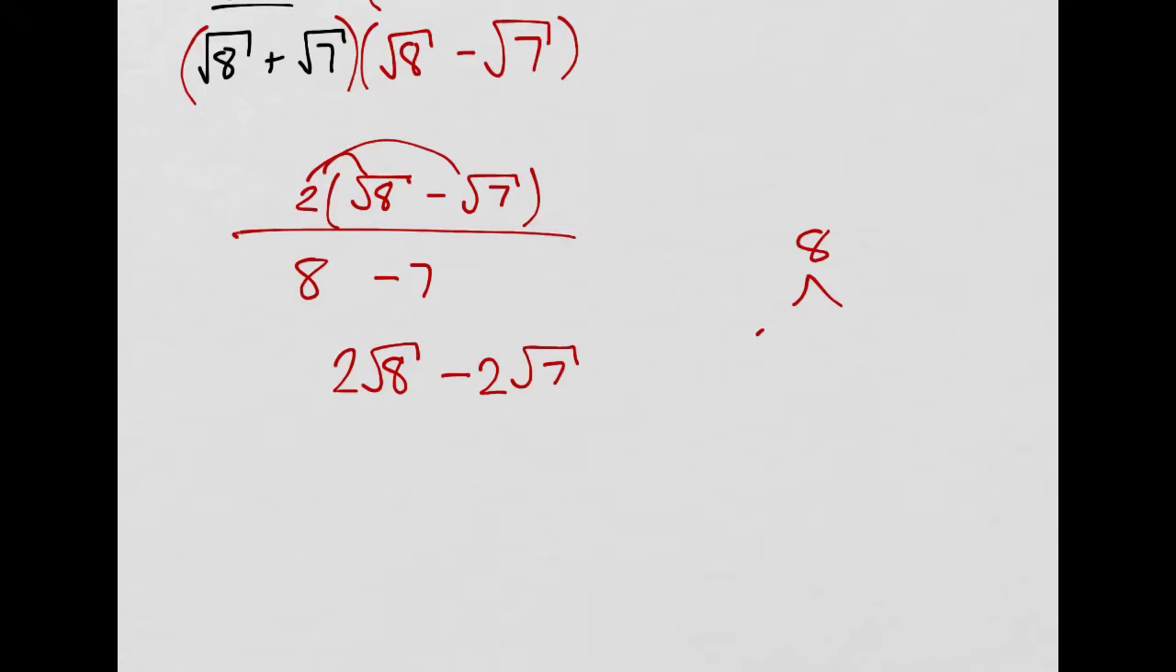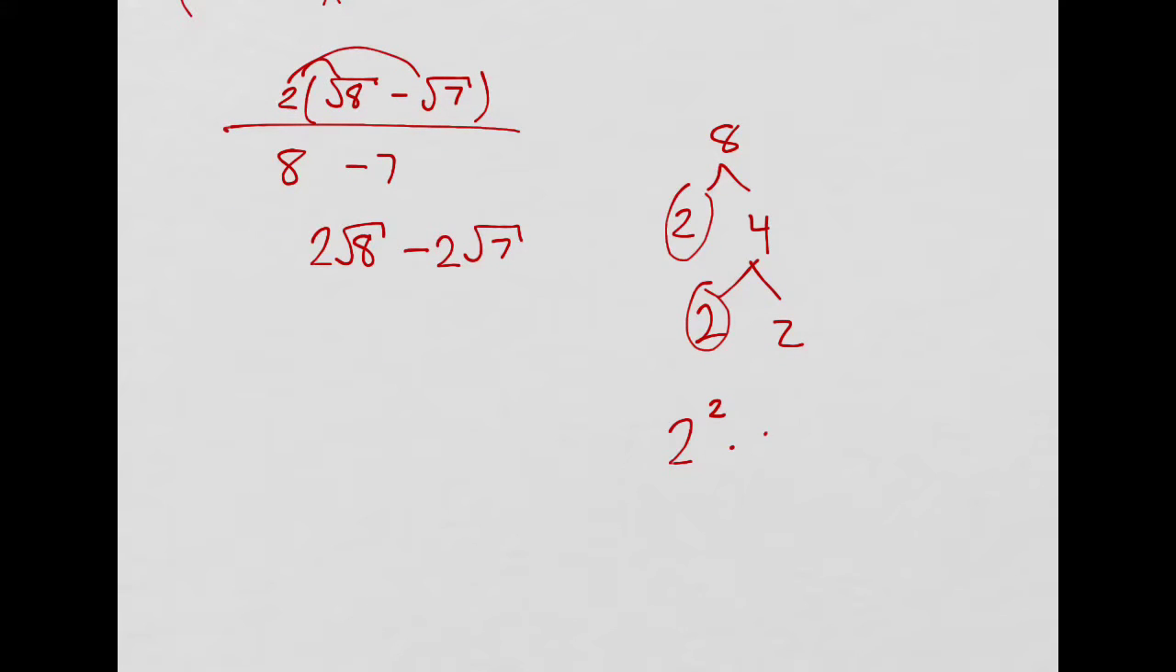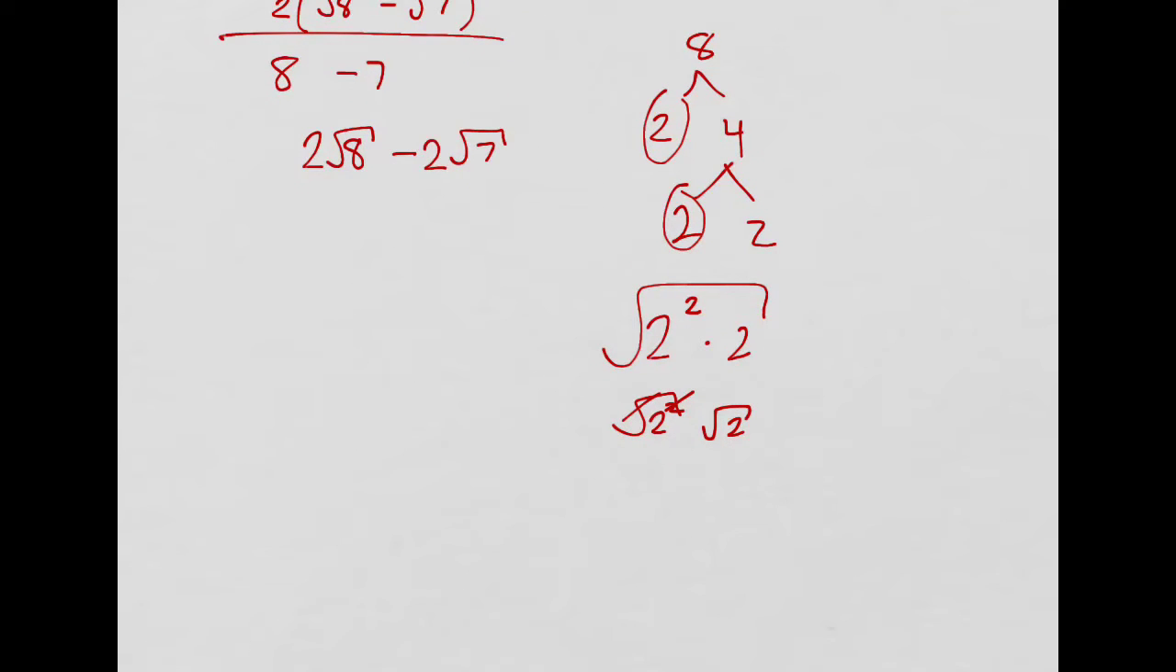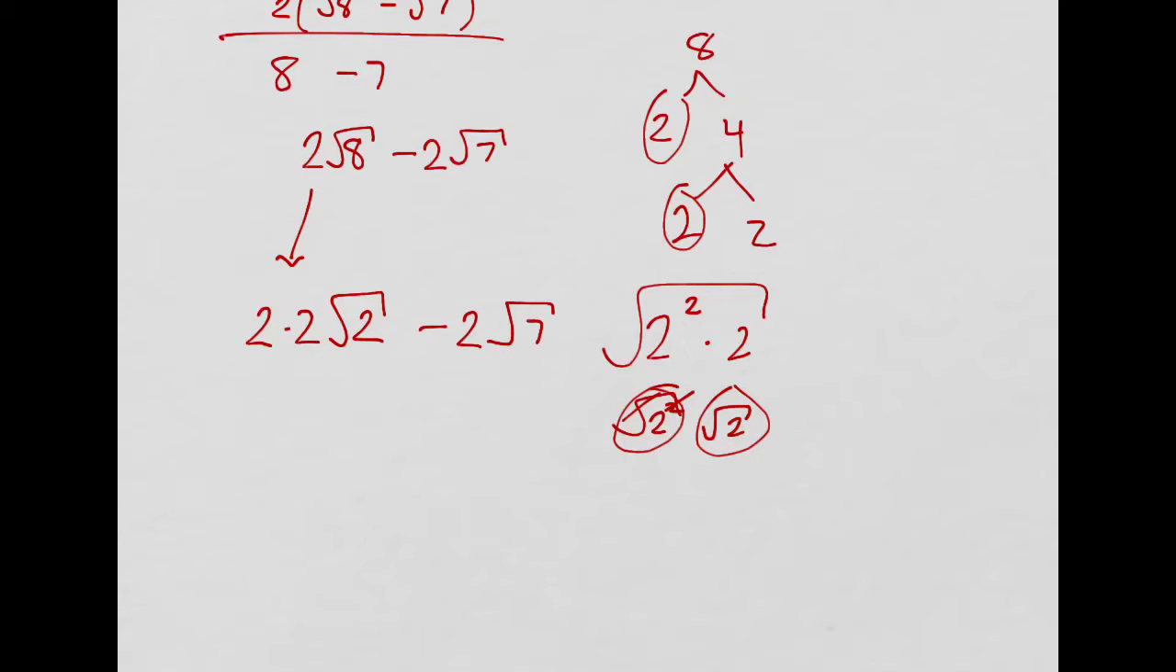8, I can break down to 2 times 4, 2 and 2. This is 2 squared times 2. So, I'm using all the rules there. Bam, bam. So it just leaves me with 2. So I have this 2 times this 2 times the square root of 2 minus 2 root 7. So I get 4 times the square root of 2 minus 2 root 7.